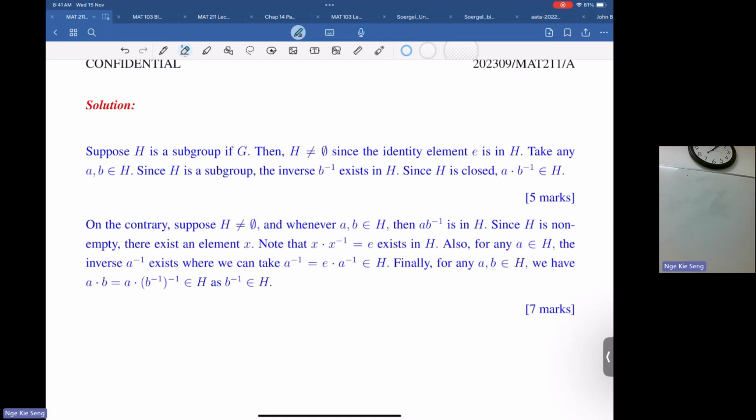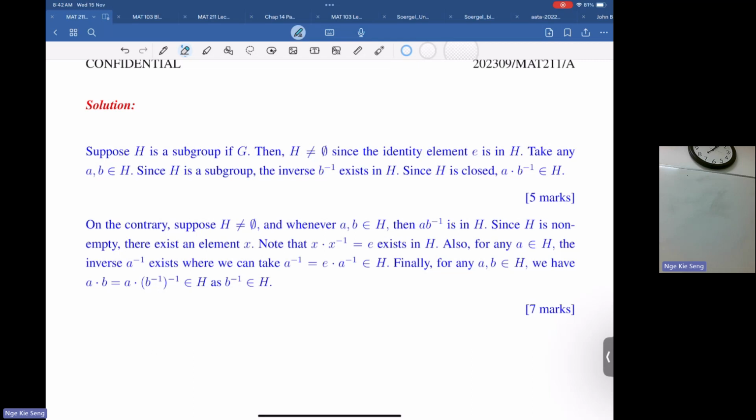Since H is non-empty, we can find an element there, which is X. So what do we need to do to show H is a subgroup? We need to show there's an identity, inverses, and that it is closed. Three things. The first thing you can see is the identity is in there. Why? Because you just take A, B equal to X, the non-empty element.